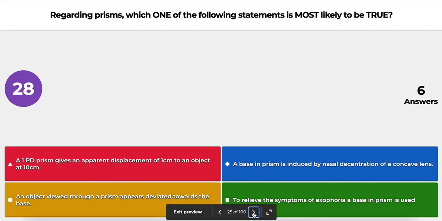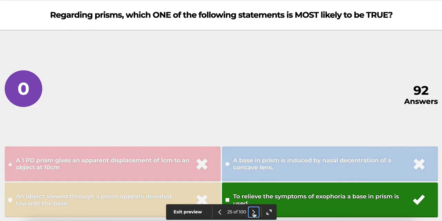Okay, let's move now to the next question. Regarding the prism, which one of the following statements is most likely to be true? A one prism diopter gives an apparent displacement of 1 centimeter to an object at 10 centimeters, or a base in prism is induced by nasal decentration of a concave lens. An object viewed through a prism appears deviated towards the base. To relieve the symptoms of exophoria, a base in prism is used. Exactly, to relieve the symptoms of exophoria, a base in prism is used.